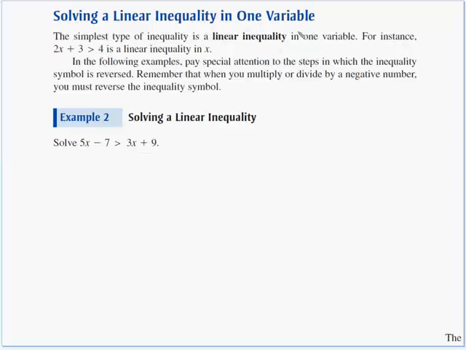All right, solving a linear inequality in one variable. The simplest type of inequality is a linear inequality in one variable. Remember, linear just means the highest exponent is going to be first power. For instance, 2x plus 3 is greater than 4 is a linear inequality in the variable x. In the following examples, pay special attention to the steps in which the inequality symbol is reversed. Remember, when you multiply or divide by a negative, you must reverse the inequality.